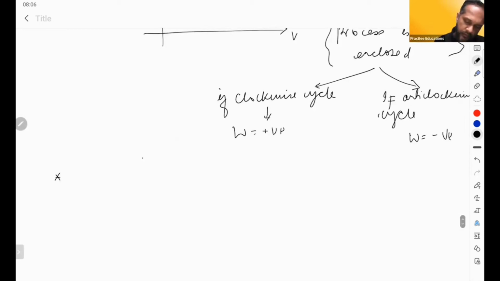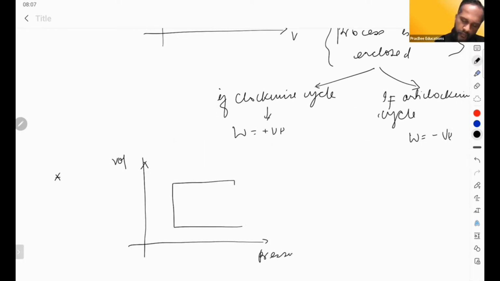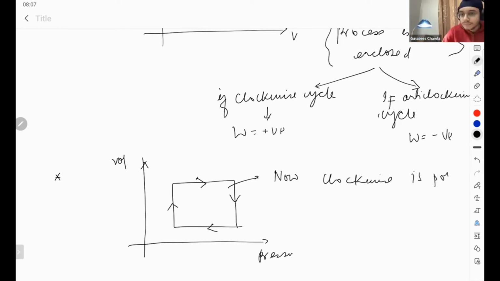यदि इस तरह से कर दिया जाए, वॉल्यूम y एक्सिस पे ले लिया जाए, प्रेशर x एक्सिस पे लिया जाए, तो फिर क्या होगा कि ये जो है then this now clockwise is positive. समझ सकते हैं? Understood? Yes.